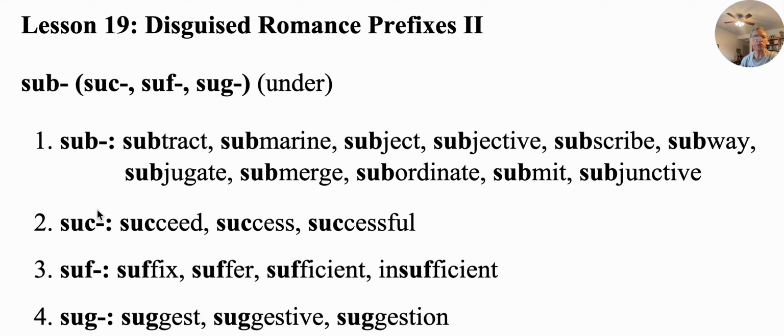Now what happens to the B in sub if you put a C after it? And this is interesting. The first is succeed. When you try something and you can do it, you succeed. And that is success. And if you add full on the end, which we've already studied as a suffix, means full, just like it sounds, only spelled with one L, then you are successful.